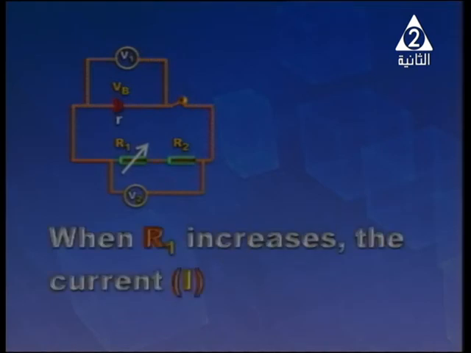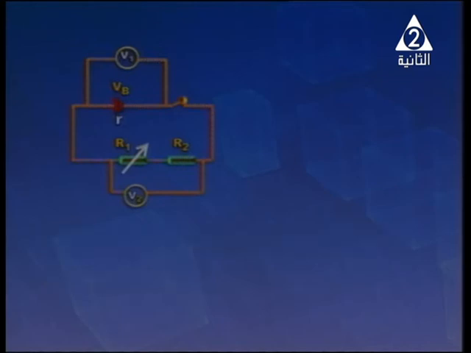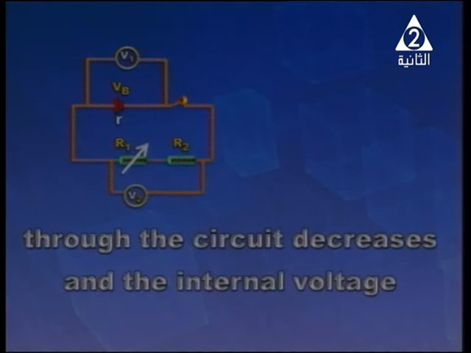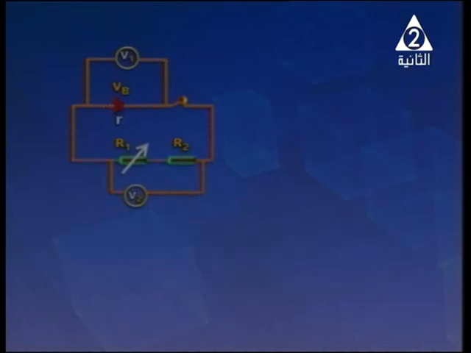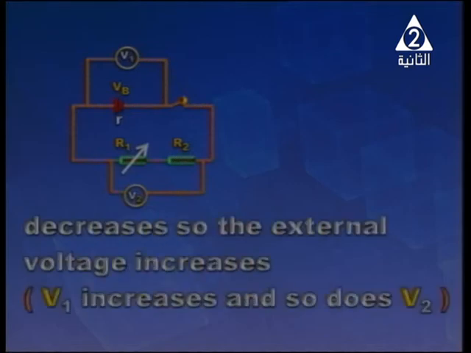When R1 increases, the current through the circuit, of course, decreases. And internal voltage depends on the current, and it is proportional to the current. Current decreases, internal voltage decreases. And when internal voltage decreases, external voltage should increase because the sum of both of them is constant, which is V battery. So V1 increases, and of course V1 is the same as V2, so both of them will increase.